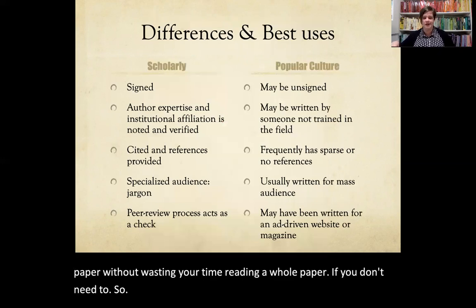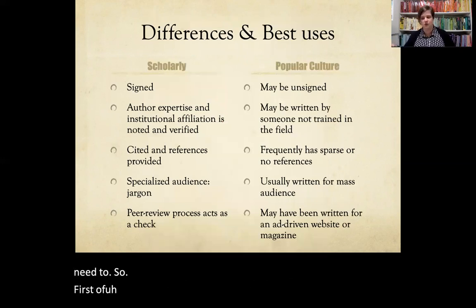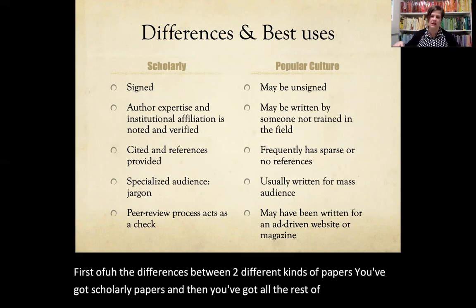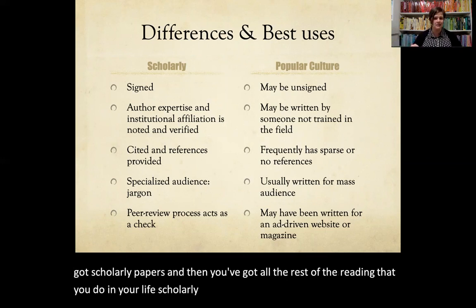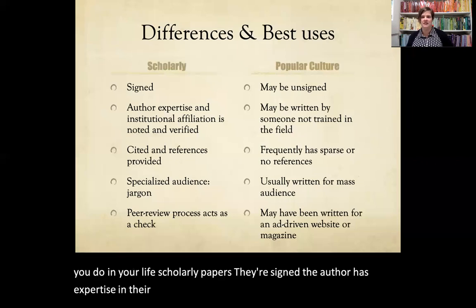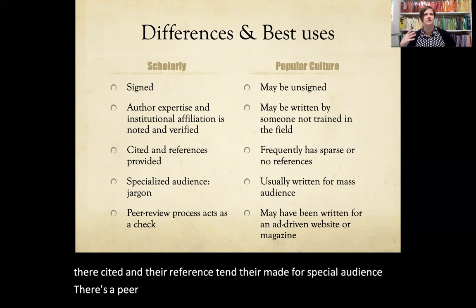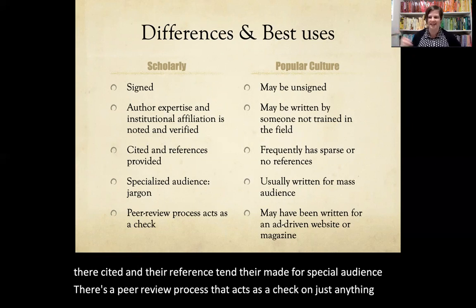First off, the differences between two different kinds of papers. You've got scholarly papers, and then you've got all the rest of the reading that you do in your life. Scholarly papers are signed, the author has expertise in their field, their institutional affiliation is noted and verified, they're cited and referenced, and they're made for a special audience. There's a peer review process that acts as a check on just anything hitting the scholarly airwaves.